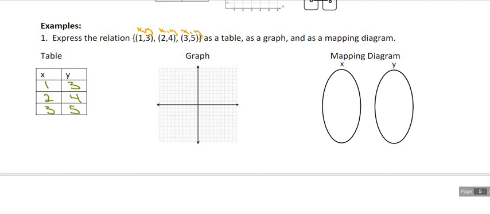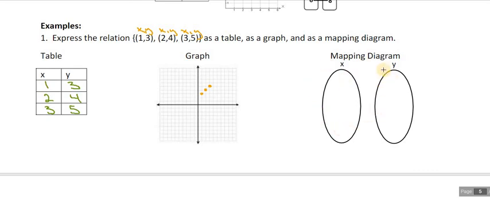Okay, so that means I'm going to go right 1 and up 3 to plot the ordered pair 1, 3. I'm going to go right 2, up 4 to plot the ordered pair 2, 4. And then I'm going to go right 3 and up 5 for the ordered pair 3, 5.